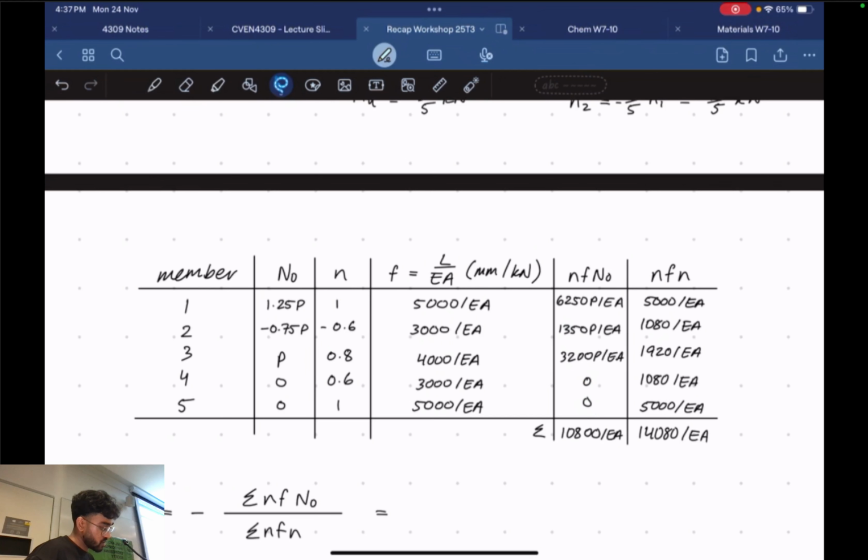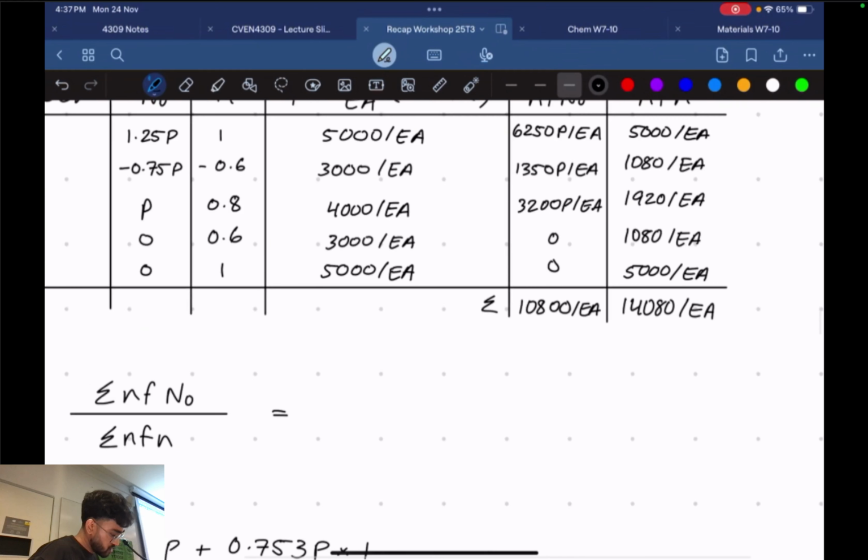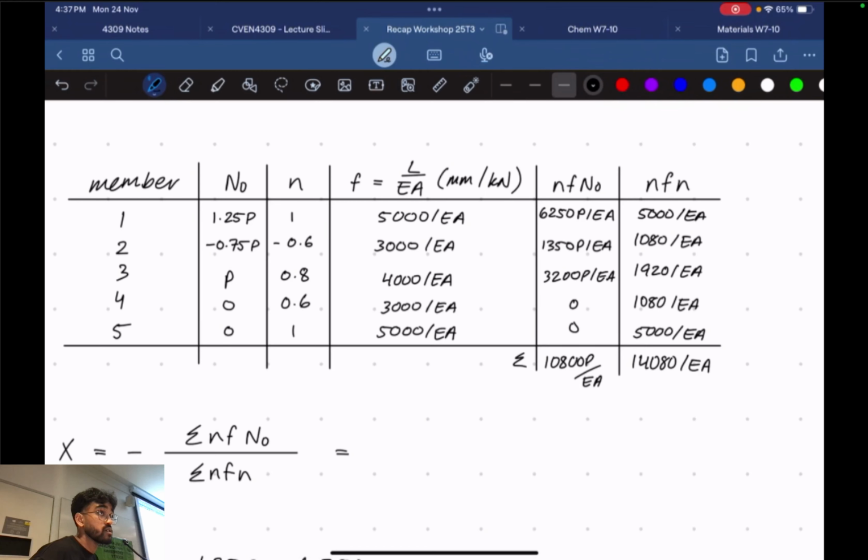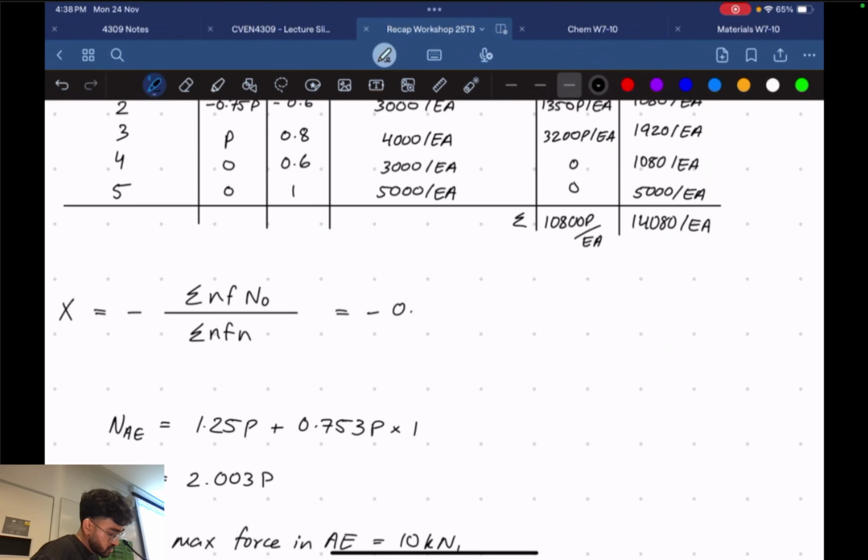Okay. So when I sum these up now, I get 10,800P over EA. And for my second one, I get 14,080 over EA. So what you'll notice is that for this one over here, there's no P involved, right? So I get 10,800 divided by 14,080. Yeah. So I get minus 0.767P.